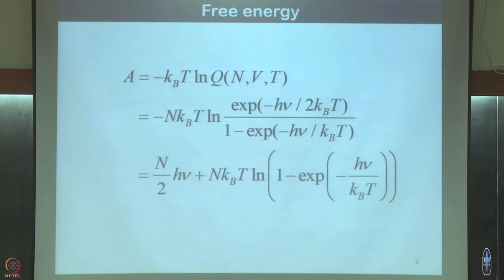Now, a minus sign is there, minus sign is here. So now these are two logarithmic terms, I take that. In the first term, this one I get n by 2 h nu, kBT, kBT cancels. Second one, n kBT remains, since in the denominator minus and minus gets cancelled, then I get 1 minus e to the h nu. So, this is the canonical partition function of n number of harmonic oscillators.